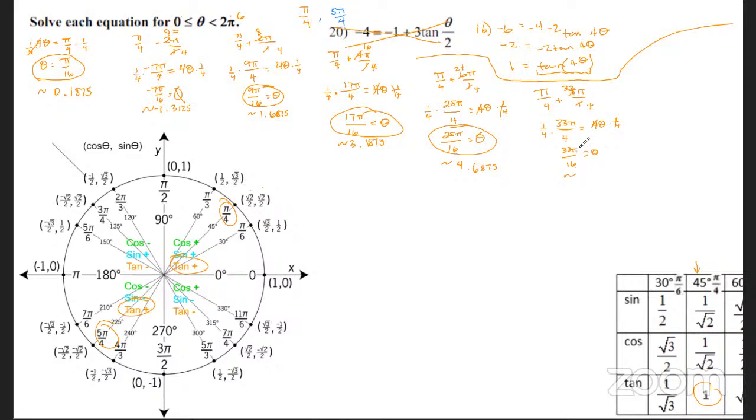Now let's estimate. 33 times 3 is 99 divided by 16, which is 6.1875. Oh, that's so close, but it is outside of our estimate for our domain. But it is so close. I really would like to get an exact answer.